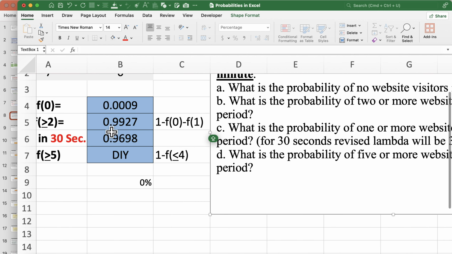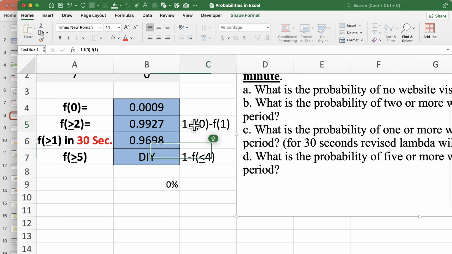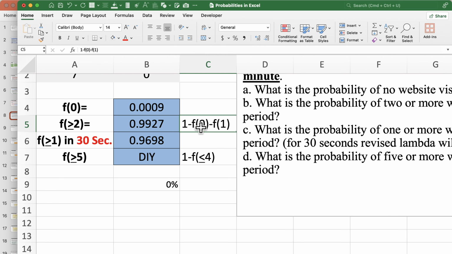So we know that the total probability is 1, and if from 1 we subtract the probability of 0 and 1, that will give the probability of 2 and everything above 2: 2, 3, 4, 5, 6, whatever it is. So I'll be using this approach.